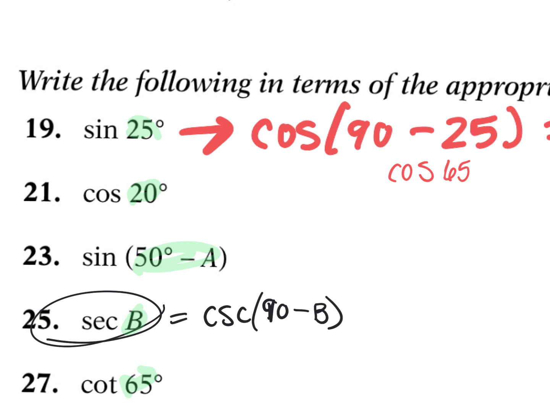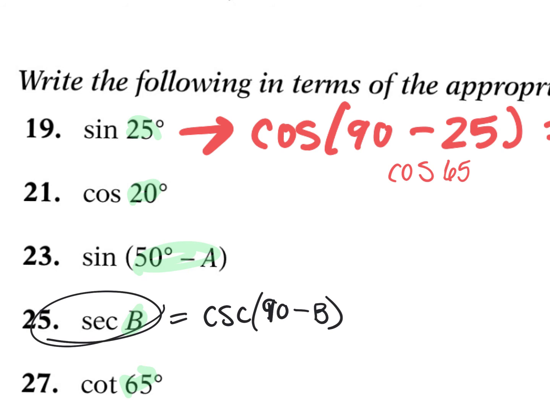That's it. So you remember how to start? Sine, cosine, it has the co in front of it. Secant, cosecant. Tangent, cotangent. You just have to know which one goes with which, and then know to subtract from 90.